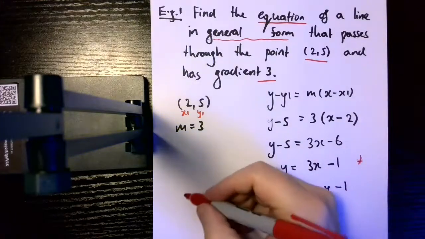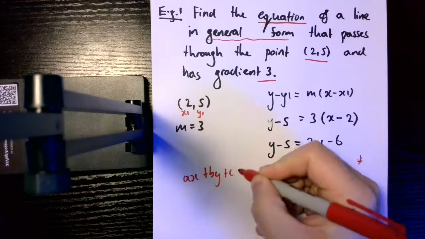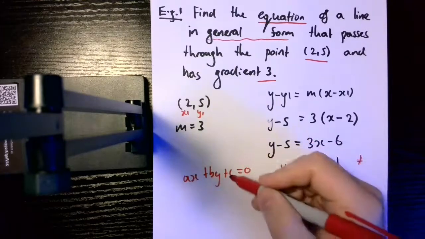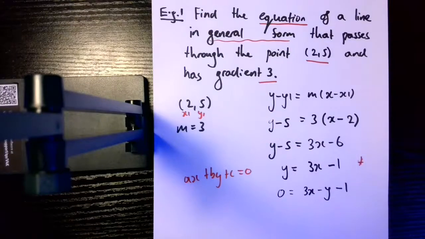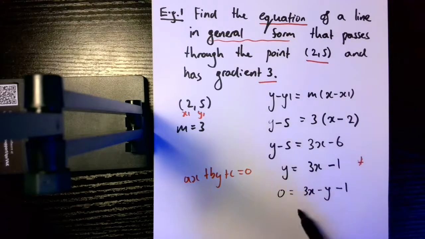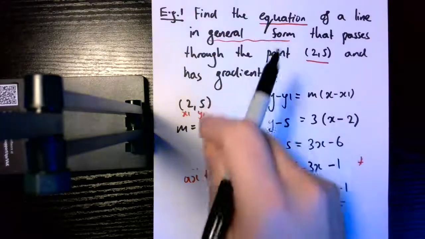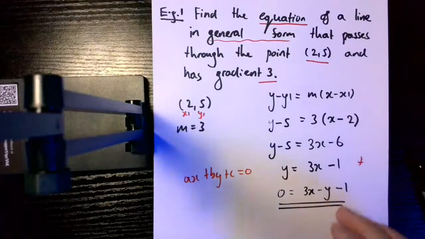Just remember, we're trying to make it look like this: ax plus by plus c equals 0, where a, b, and c are just numbers. They can be positive or negative. The only thing that has to be positive is the number out the front, the 3. So that's the first question. You notice we now have the equation of a line that goes through this point and has this gradient, and that's a unique line.